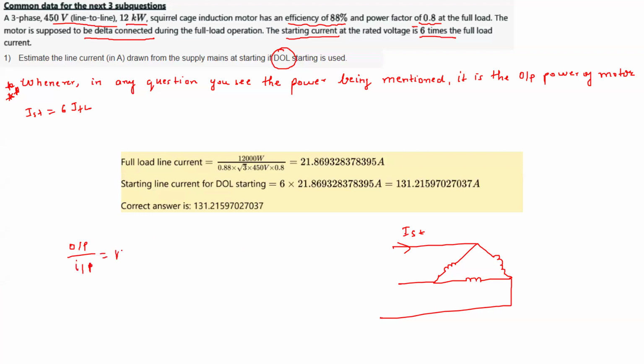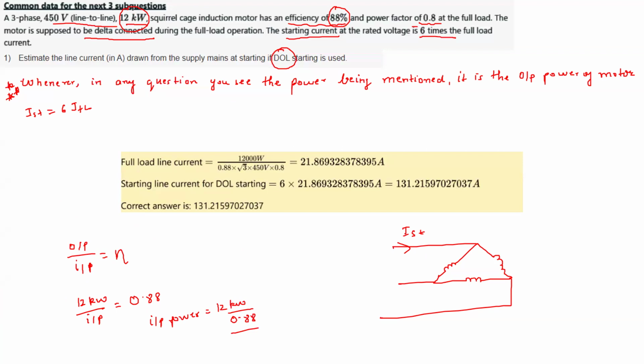Okay, so for this you will use the relation between the output and input by efficiency. Output power is given as 12 kilowatt here, so this is 12 kilowatt by input power is equal to how much efficiency? 88%. So I'm writing it in fraction, so it becomes 0.88. So what is input power? Input power is 12 kilowatt by 0.88. Okay.